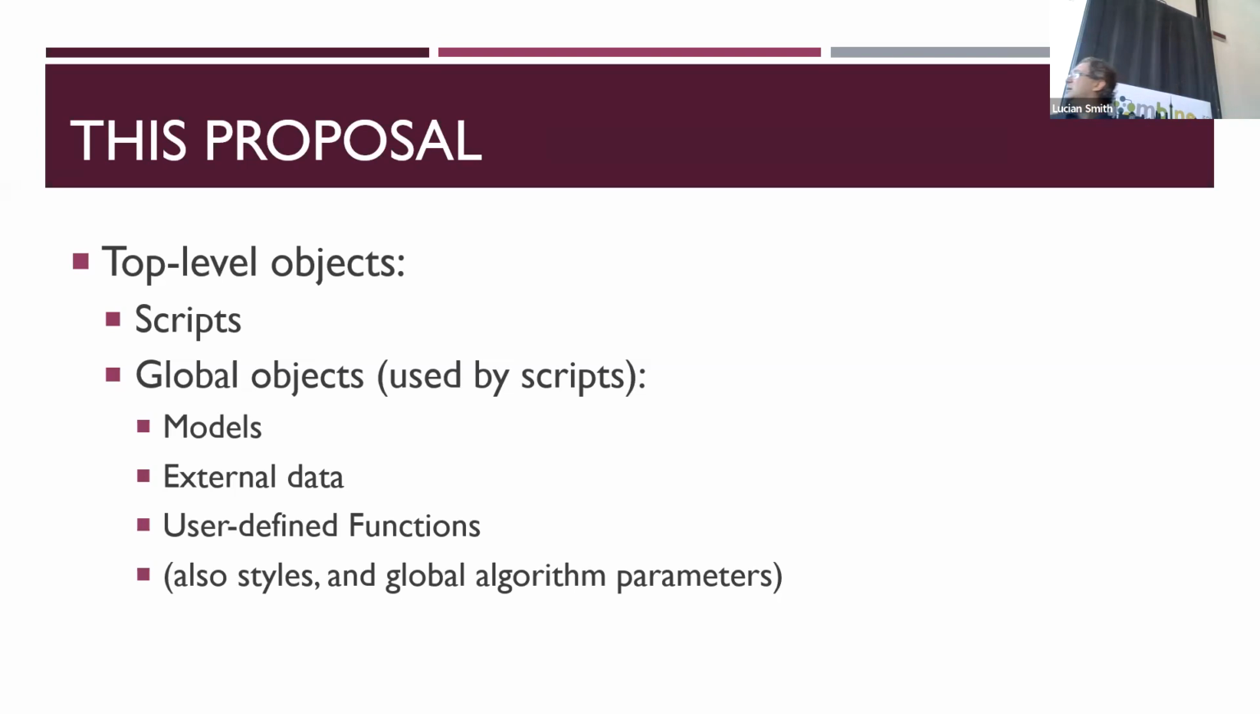And then you have user-defined functions, which are basically just scripts themselves that these other scripts can call. So at the global level, there are scripts, there's models, there's external data. Technically, there's also styles and global algorithm parameters. But in general, the first three are sort of conceptually what the other scripts are using.